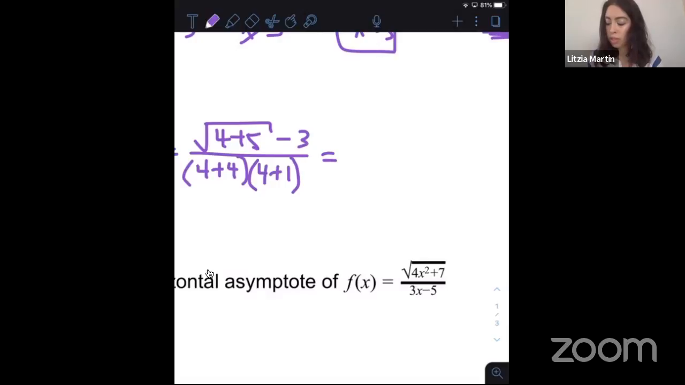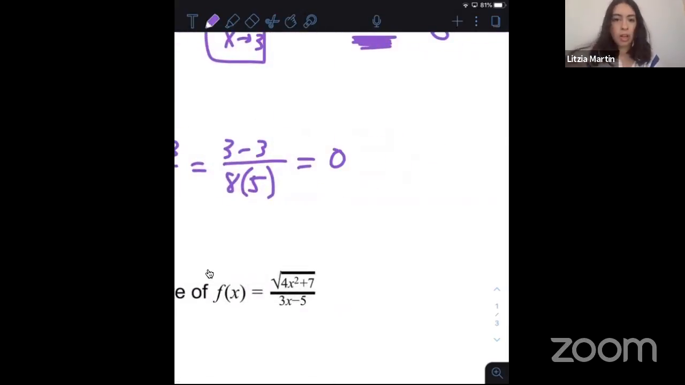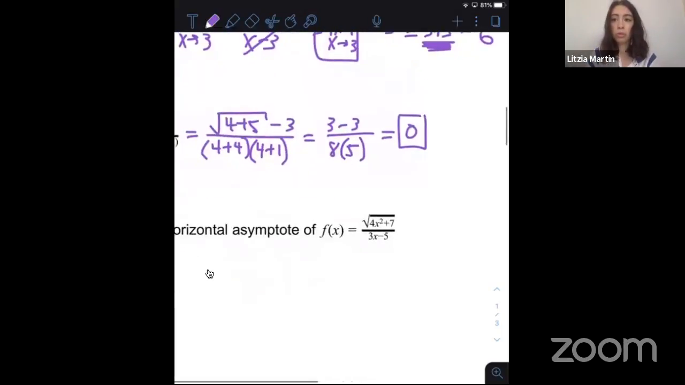3 minus 3 is going to be 0. It's going to be 8 times 5 at the bottom, but it doesn't matter because 0 at the top means your answer is 0. Okay, so I didn't have to rewrite limit because I just did direct substitution right away.